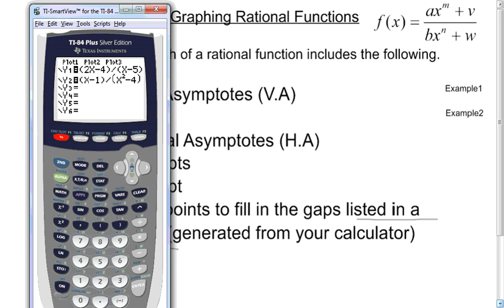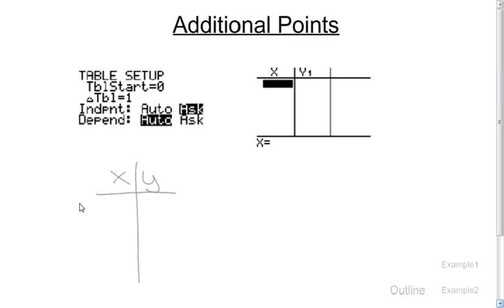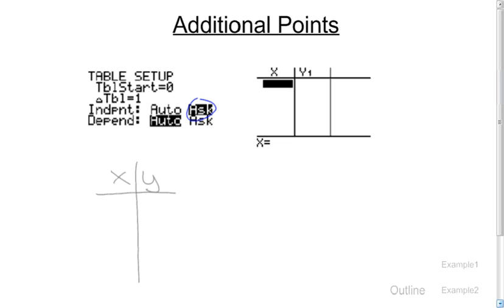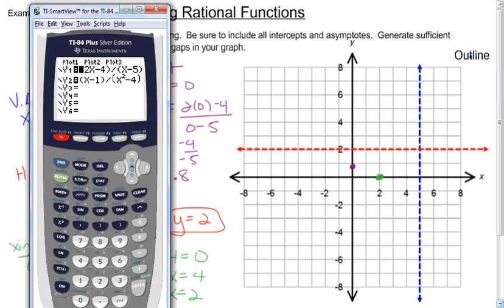Okay? Now the one thing you need to keep in mind is that in your calculator, you have to make sure that your calculator is set up under table setup to be in ask mode for the independent variable. Okay, that'll allow you to pick values for x. Okay, so let me actually do that now. Okay, I have my calculator, and I need to generate a list of values. So let me get set up for that.